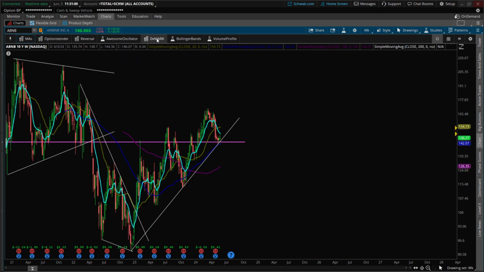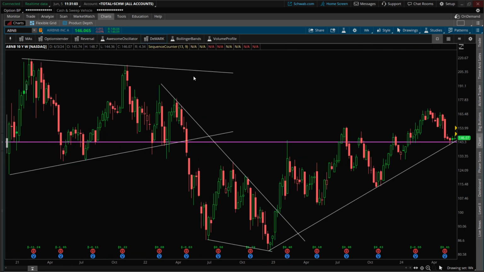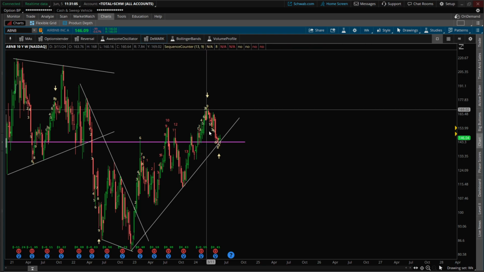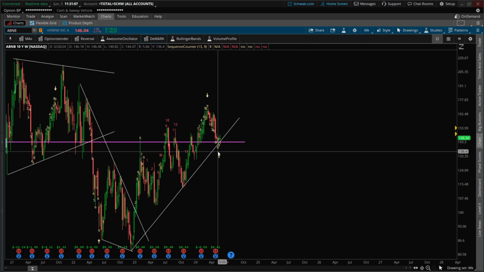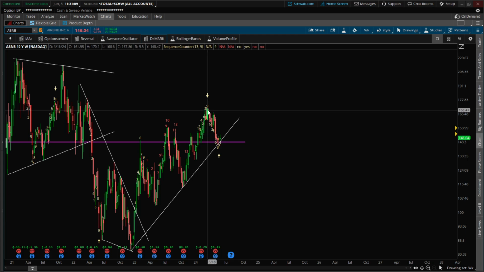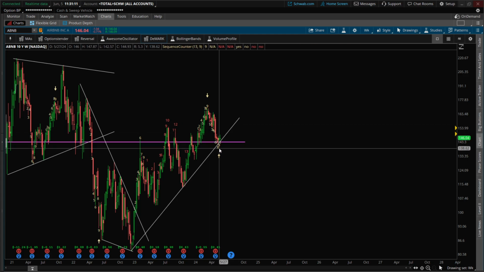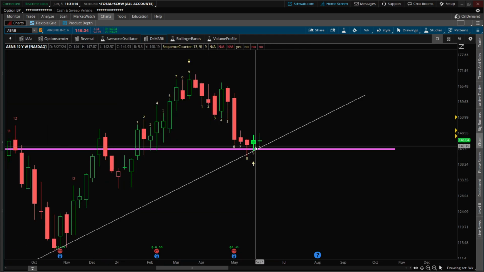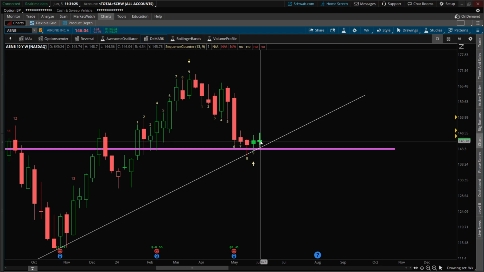Let's look at the DeMark sequence. Now we have a 9 sell signal up here, and then a 9 buy signal up here. So the selling exhaustion seems to be over, and on the weekly time frame, we're getting an inside bar here. We may end the week like this. We'll have to see what this bar does, and that would just create a lot of tension, like a spring.